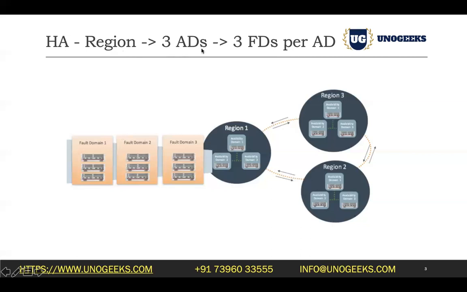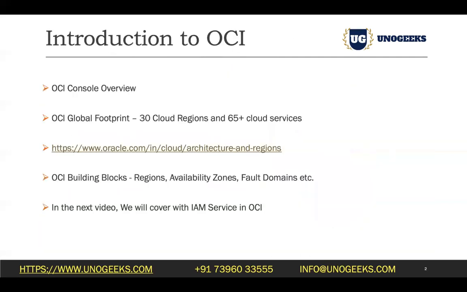Okay, and this is how a typical region, or a typical scenario, looks like in a particular country. If you take the case of the US and a few other countries, you have three regions interconnected. Within a region, you have multiple availability domains, and within each availability domain, you would have multiple fault domains. And this is what we discussed about. In fact, these are the building blocks of OCI: regions, availability zones, and fault domains.